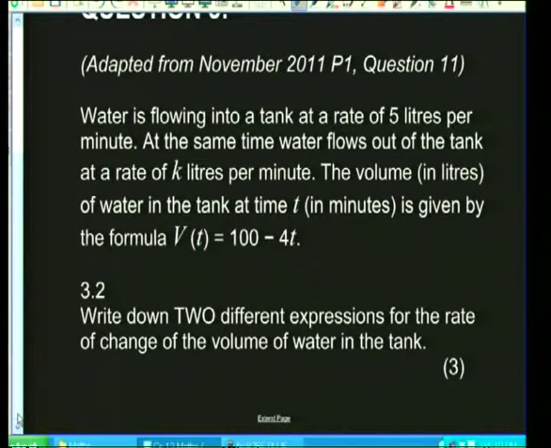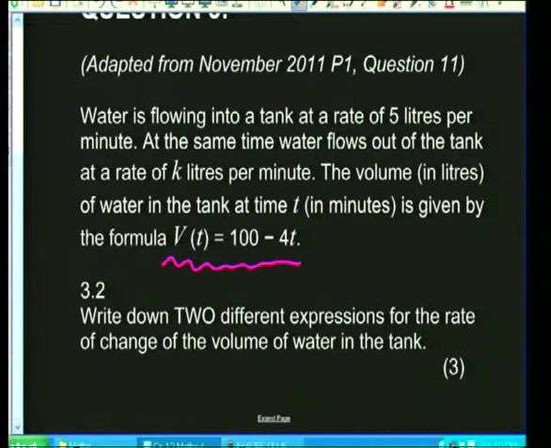Now we have to consider that water's running in and water is running out, and how are we going to work with that? They've asked us now to write down 2 different expressions for the rate of change of the volume of water in the tank. The second they talk about rate of change, we are going to be working with our first derivative. Rate of change at a specific point is going to be your derivative.